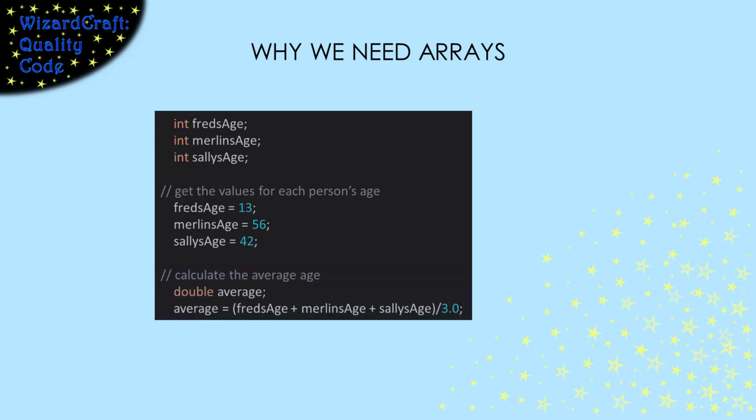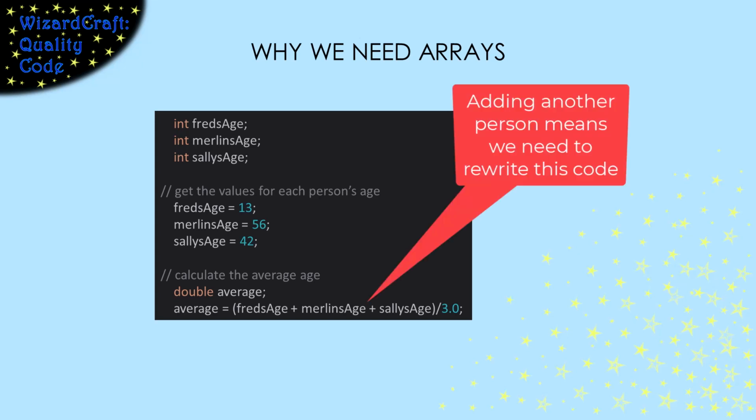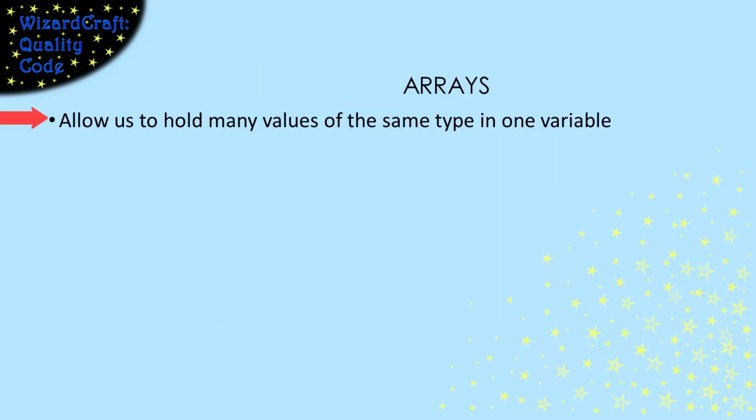The real downside to this is that it's really hard to add more people. Not only do we have to add a variable for each new person, we also have to change the formula for average age as well. An array is a single variable that can contain many values at the same time.